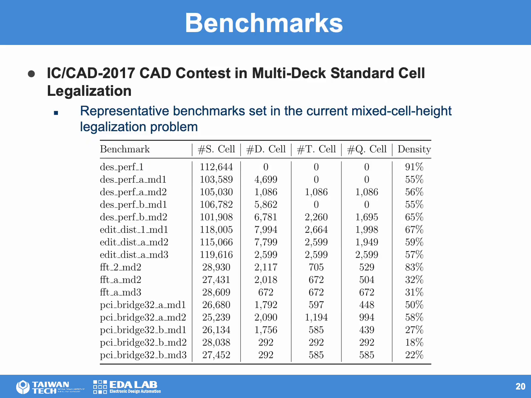The benchmarks used in this study are sourced from the 2017 ICCAD contest, which is a common benchmark employed by nearly all recent studies on mixed cell height legalization. The table provides an overview of these benchmarks. The second column represents the number of single height cells, while the third, fourth, and fifth columns represent the number of double height, triple height, and quadruple height cells respectively. The last column indicates the design density of these benchmarks.